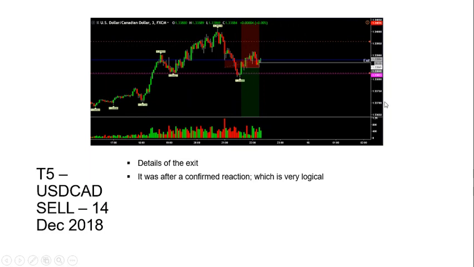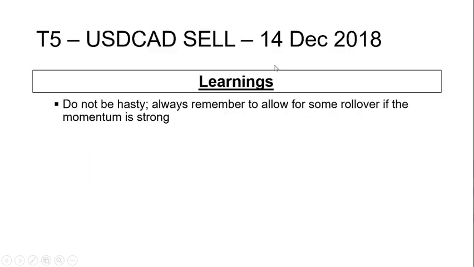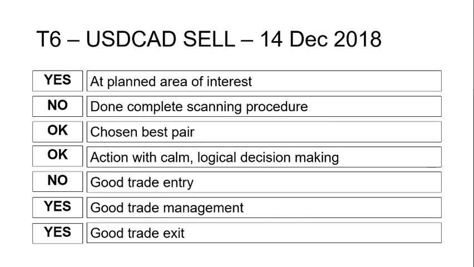is an extremely good place for further tests to come in, right? So this is after a confirmed reaction. Yeah, it's okay. Pretty simple learning here. I shouldn't be hasty, and I should always allow for some rollover to happen if the momentum is strong.